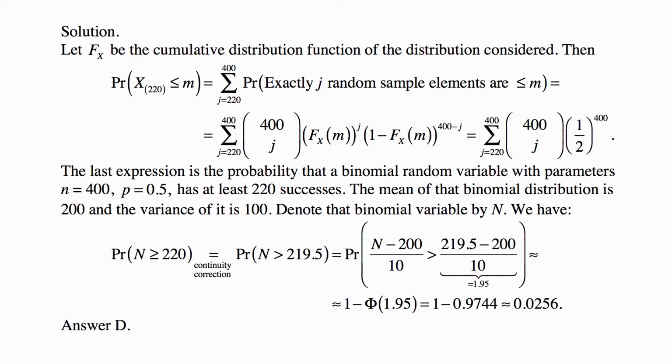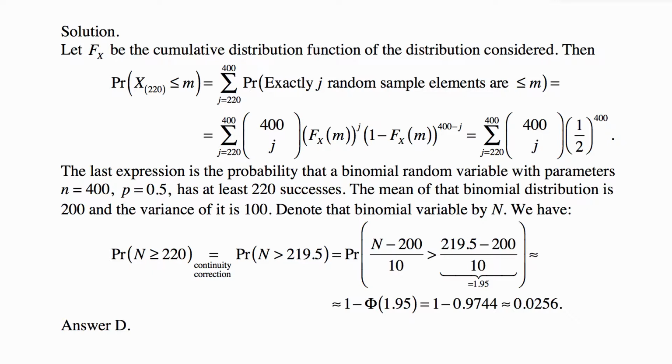So this is the same as the probability that (N minus 200) over 10, which is approximately standard normal, is greater than (219.5 minus 200) divided by 10, but that's just 1.95. So we're looking at the probability that a standard normal random variable is greater than 1.95, which is 1 minus the cumulative distribution function of the standard normal evaluated at 1.95. From the table, that's 0.9744, so the answer is 0.0256.